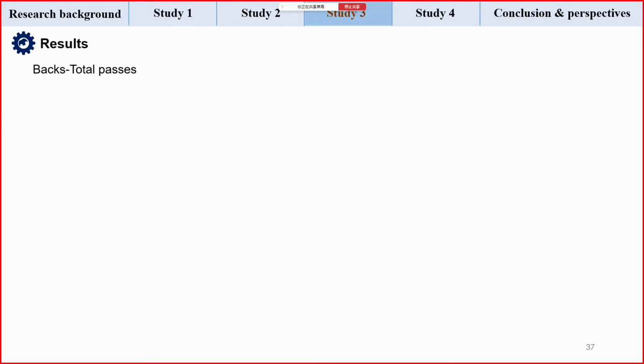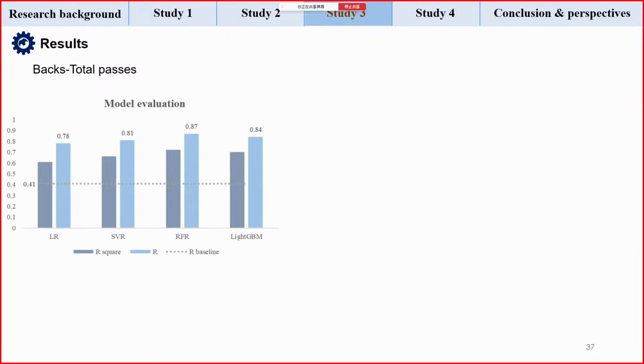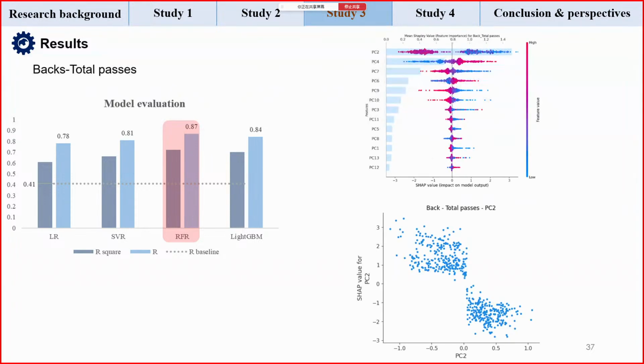When predicting the total passes for backs, the baseline R value was 0.41. And after machine learning, the best model was random forest regression, improving the R value to 0.87, with R squared around 0.7. According to SHAP analysis, PC2 was the most important feature. And as the PC2 value increases, the total passes decrease.